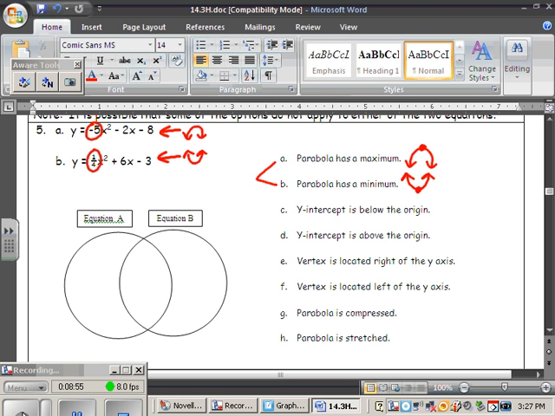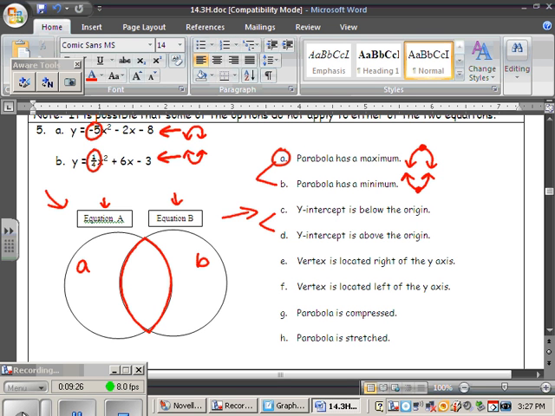So when we look at the Venn diagram here, and here's equation A and equation B, we're going to place the letters from the right into the correct sections in the Venn diagram. So equation A, it's going to have a maximum, so we're going to put an A in there because A represents the maximum. Where equation B has a minimum, so we're going to put a B in that circle. Then anything they have in common, we're going to put in the center. So any similarities go in the center.